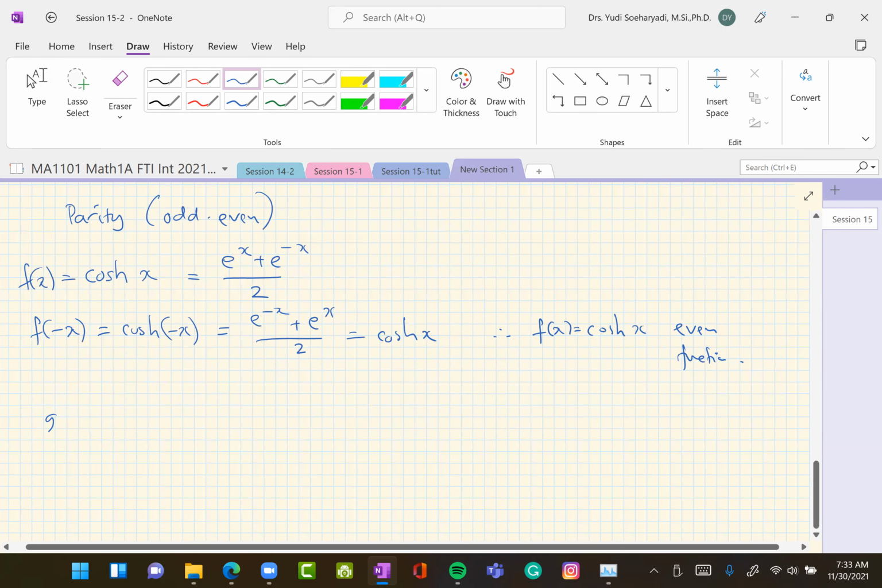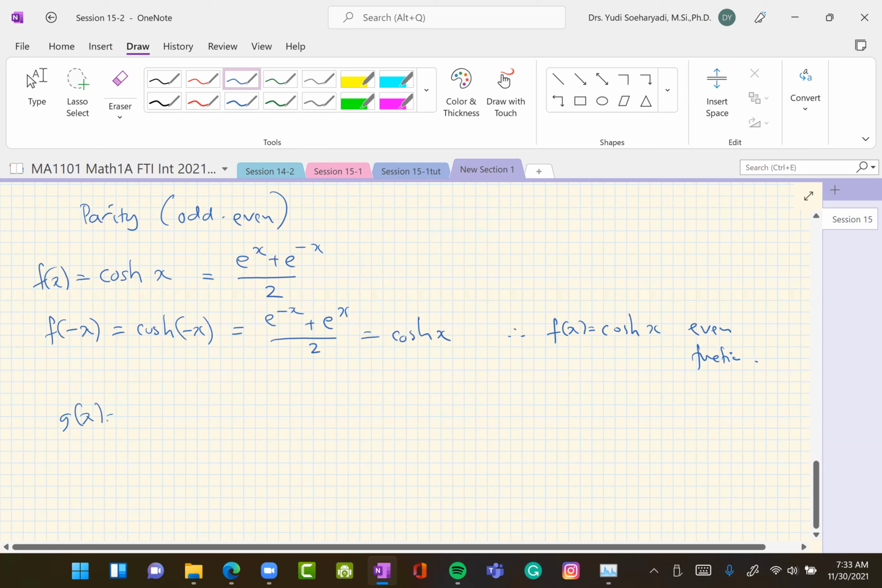And if you deal with this one, sometimes people call it sinh instead of hyperbolic sine, and cosh. Sinh and cosh, whatever. There, it is half of the difference.